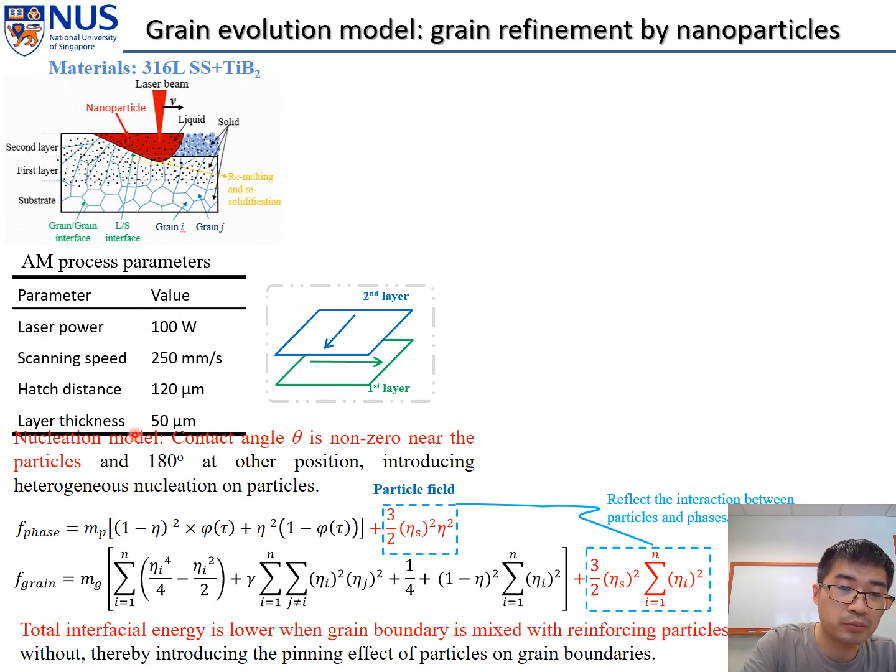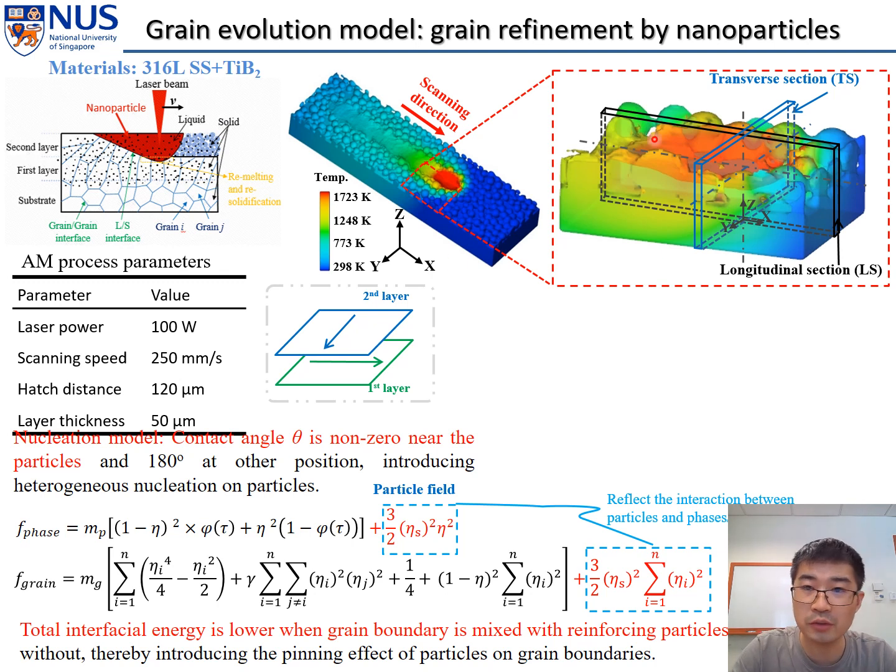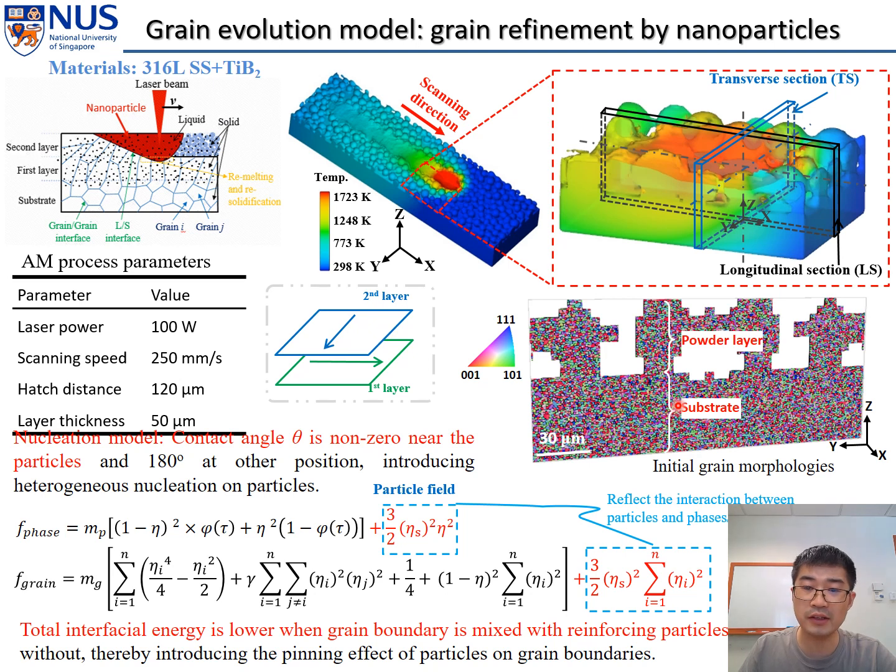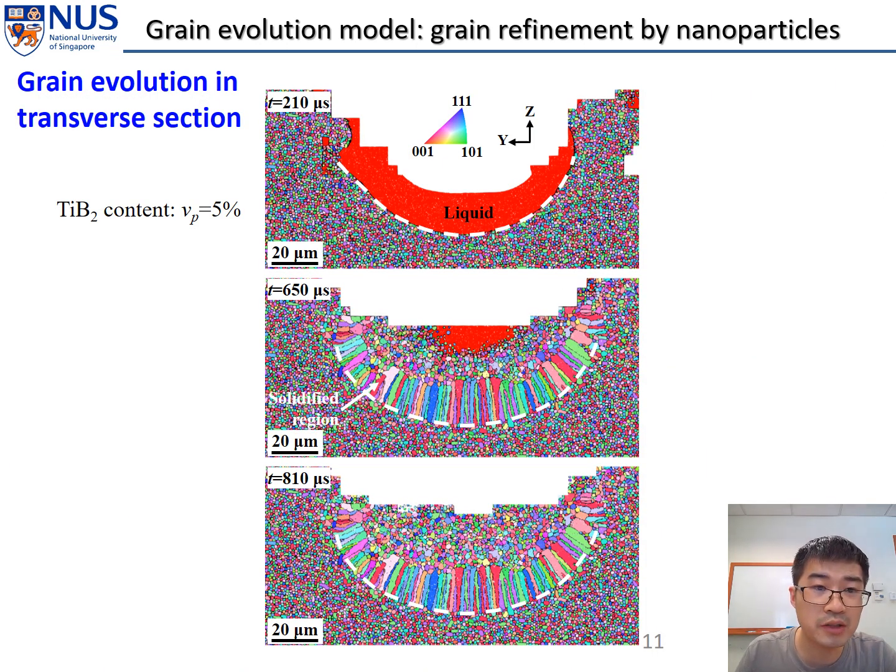So these are the manufacturing parameters we use in our simulation, which is the same as our experimental validation. So these are simulation results. We extract the temperature profile in the transverse section and longitudinal section. And in the initial grain morphology, we assume it's very fine equiaxed grains because we want to simulate the steady state. So actually here, it's not just substrate, it's more of the previous layers. So this is a grain evolution in transverse section, and the particle content is 5% in volume.